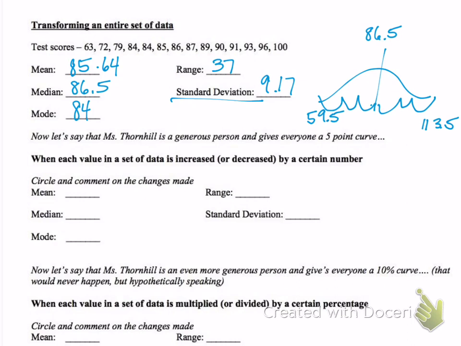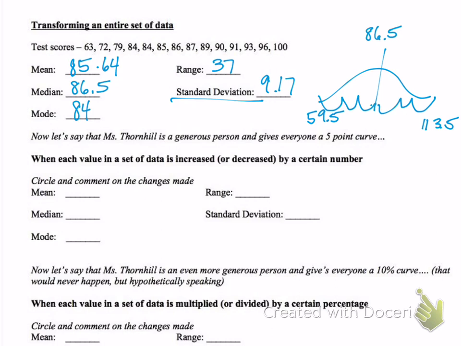There's a way that you can make a new list and then just add 5 to every data point, kind of like an Excel spreadsheet, but I don't want to confuse you, so I'm just going to keep it simple. Okay, so once you have given everyone a 5-point curve, the first person that had a 63 would make a 68, 77, 80, 84, 89, 89.